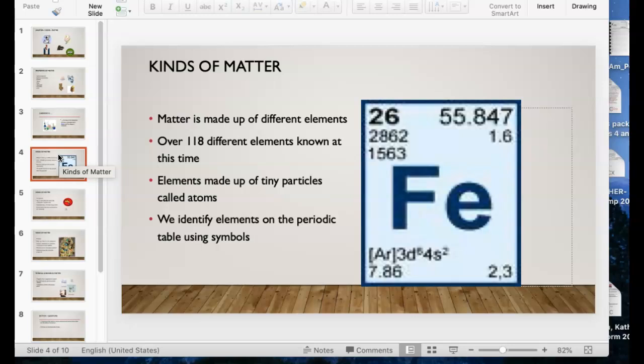Currently, there are 118 on the periodic table. Elements are the smallest type of matter, and they are made up of tiny particles called atoms. We identify elements on the periodic table using their symbols. A symbol is either 1 or 2 letters, and if there are 2 letters, such as the iron here on the screen, the first letter is capitalized and the second letter is lowercase.